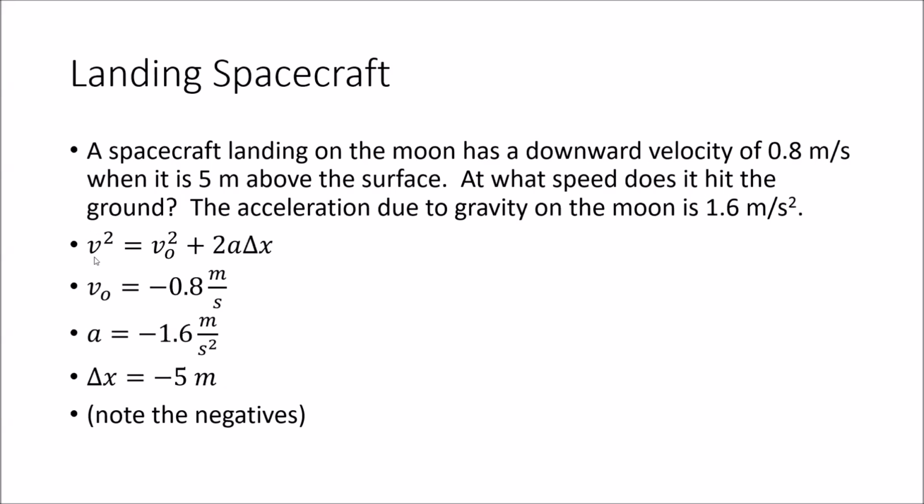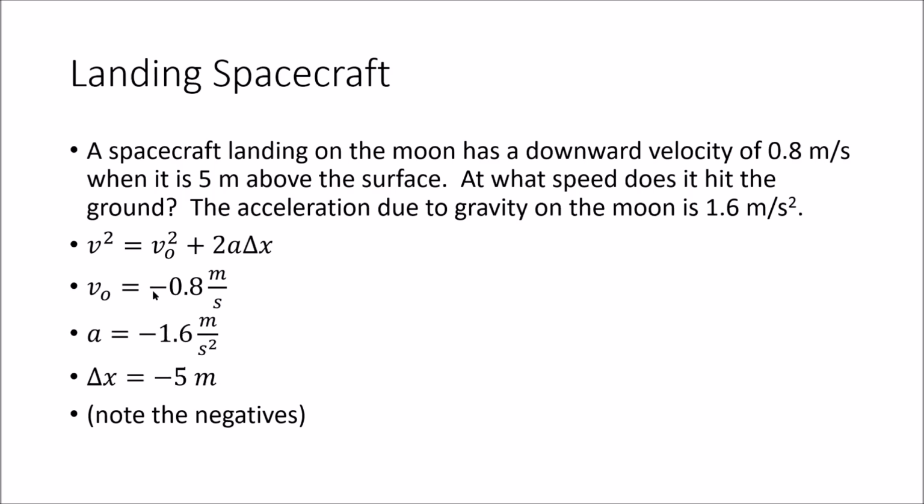Well, I give you this equation. The final velocity squared is equal to the initial velocity squared plus 2 times the acceleration times the change in position. And then we need to figure out what to plug in there. This is where our notes on what is positive and what is negative come in to be very important. Our initial velocity is down. A spacecraft landing on the moon has a downward velocity of 0.8 meters per second. Therefore, we should give it a negative sign.